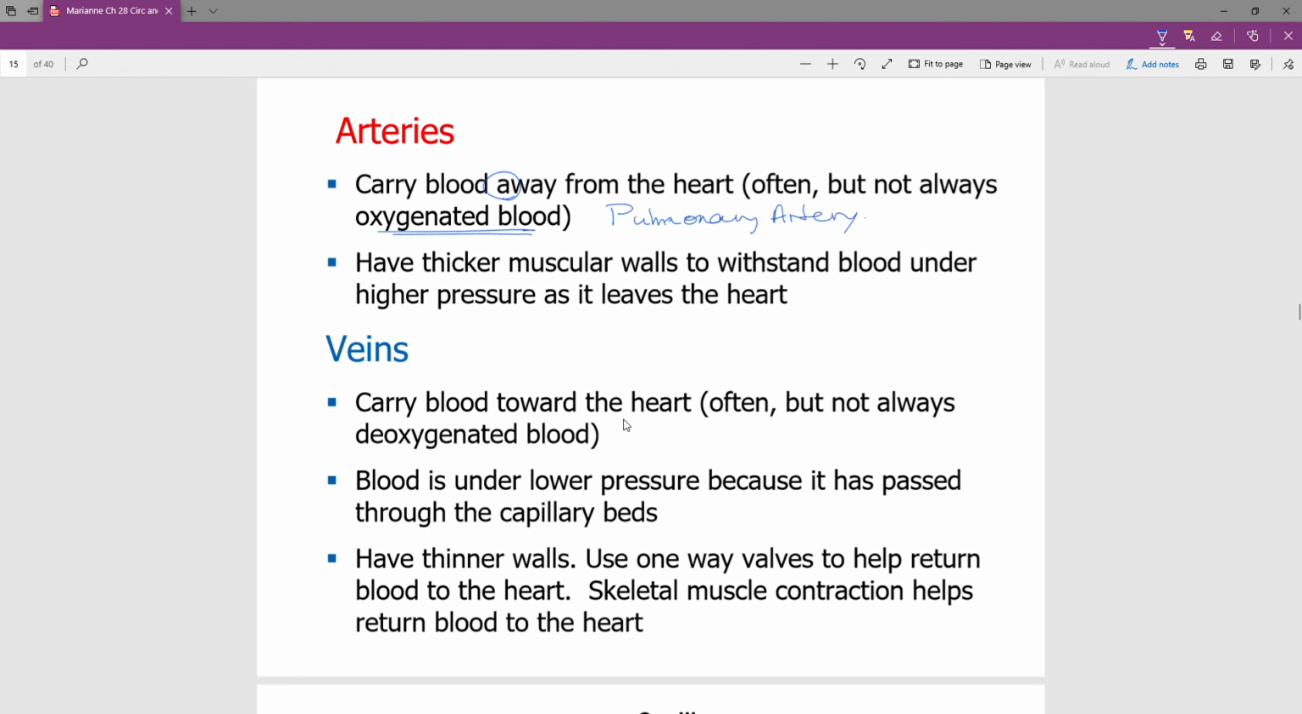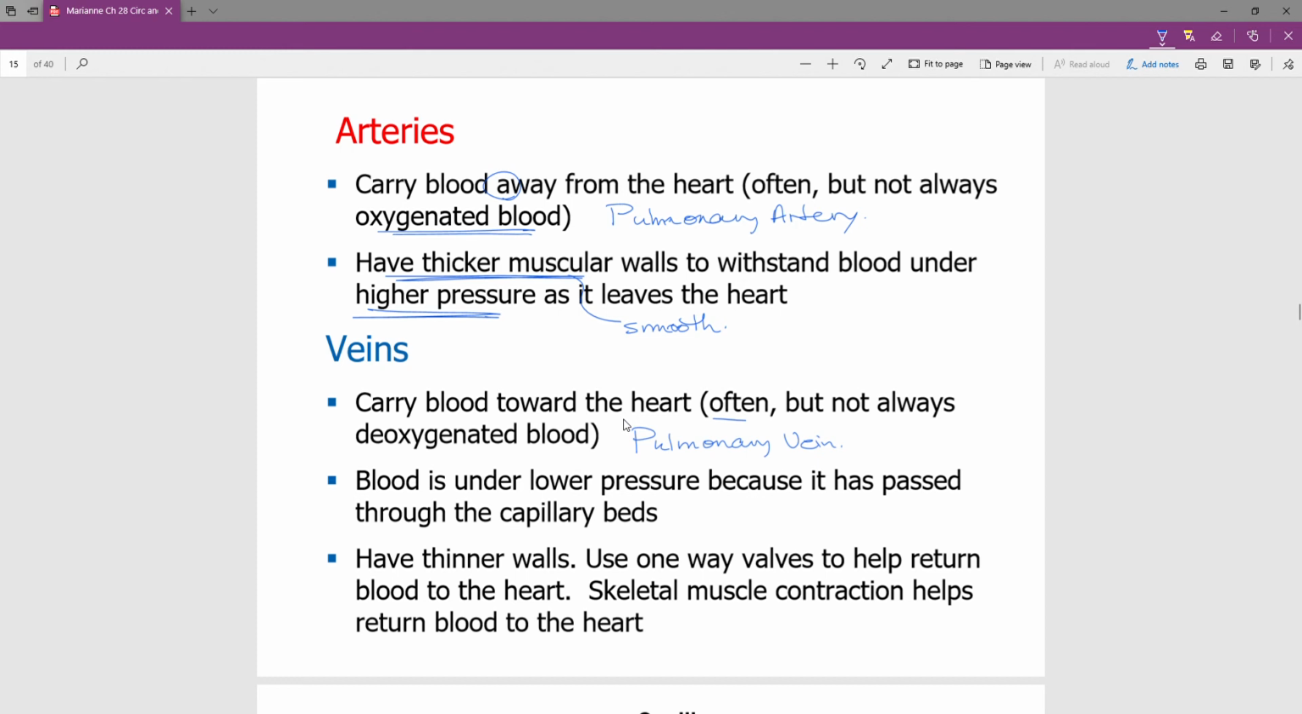And this idea of form and function, arteries have a high blood pressure in them, and so they have a much thicker muscular wall. When we're talking about muscle here, it's the smooth muscle. Because you want them to withstand the blood under the high pressure as it leaves the heart. The veins, in comparison to this, carry blood toward the heart, often but not always deoxygenated blood, and the exception to that is the pulmonary vein. That's that major vessel coming back from the lungs to the heart, and so that would be oxygenated.